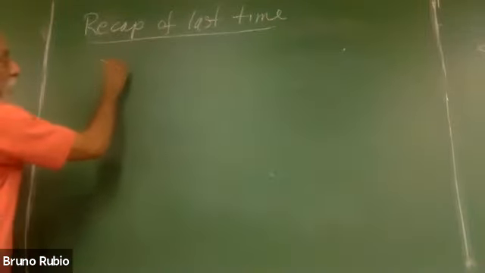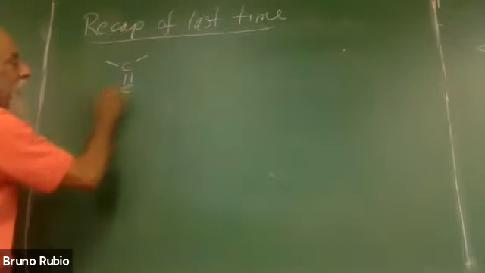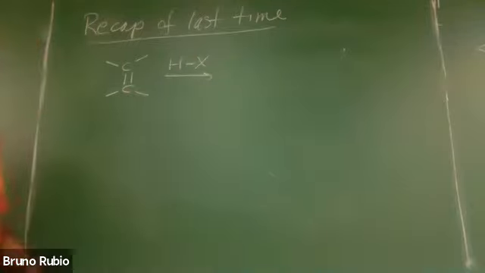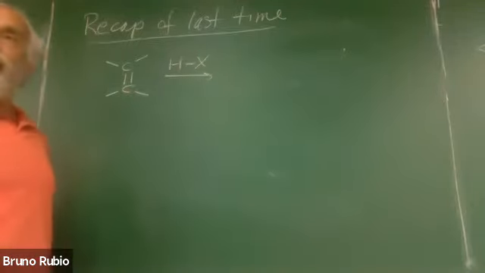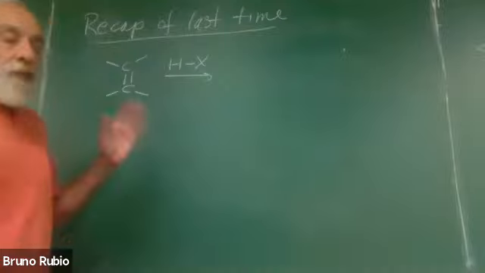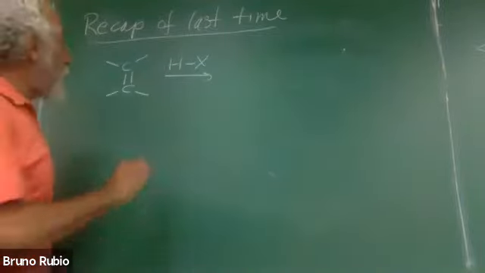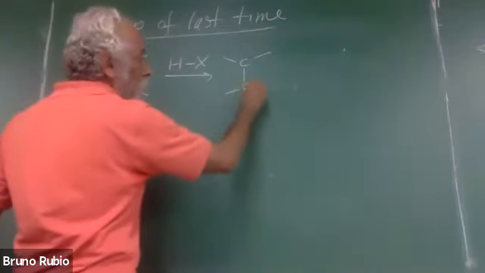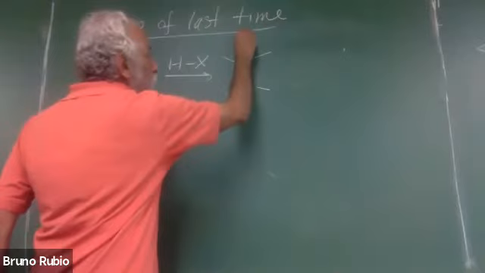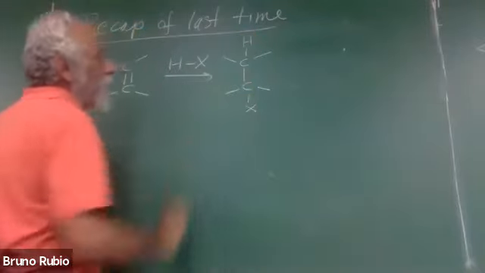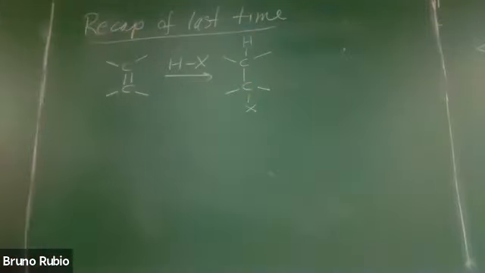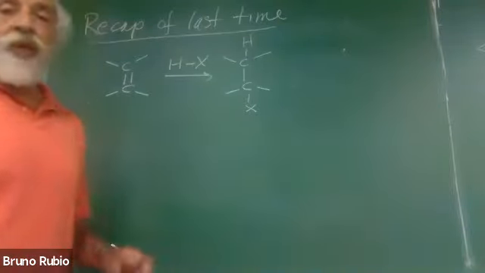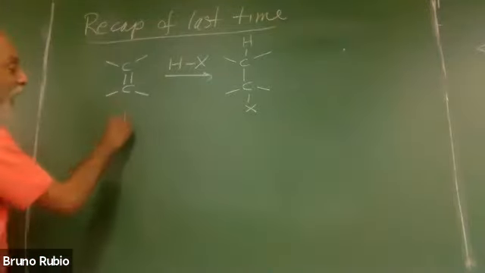hydrohalogenation, in which an alkene reacts with HX. X is just the generic symbol for the halogen. It could be chlorine, bromine, iodine, or fluorine, or whatever. And what happens is the carbon-carbon double bond is degraded to a single bond, and the elements of HX add across where the double bond used to be. The mechanism of the reaction involves a carbocation.